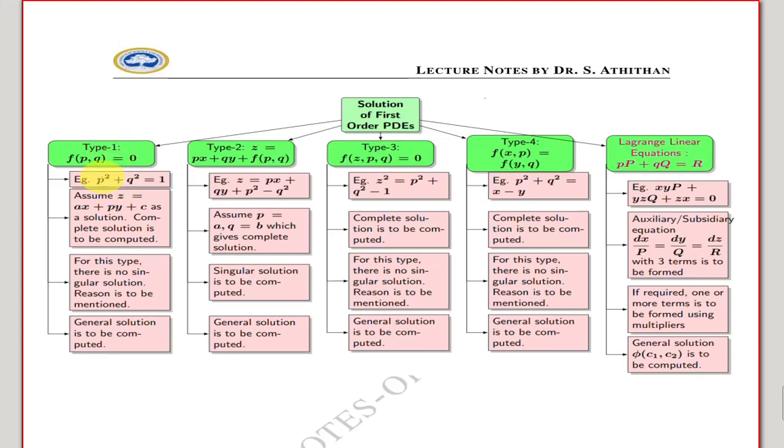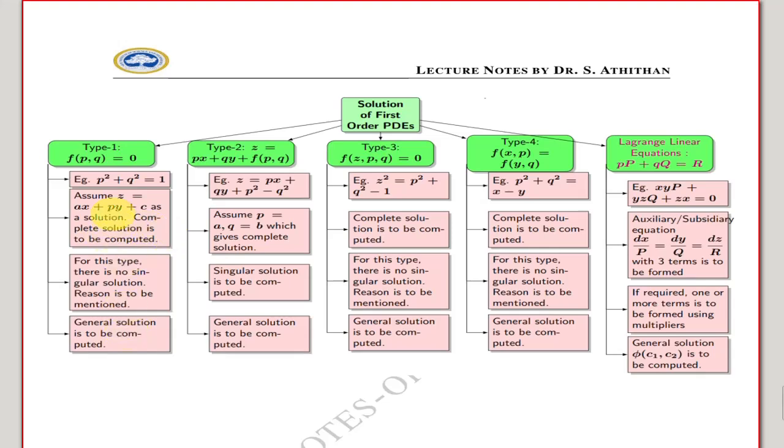Type 1, the example may be like p square plus q square equal to 1, along with some constants or any arbitrary constants. Only p and q will be there. You need to assume the solution as ax plus by plus c. This is the general way for this kind of type. For this type, first the complete solution has to be found, then the singular solution and general solution. In every type, you need to find the complete solution, singular solution and general solution.